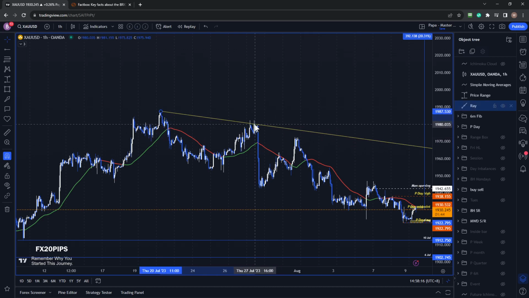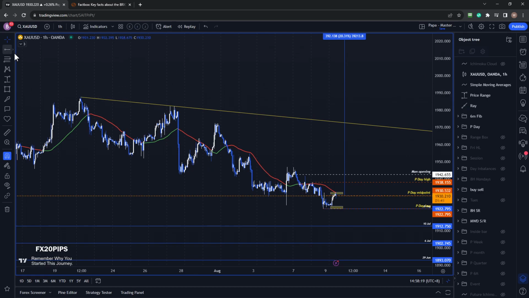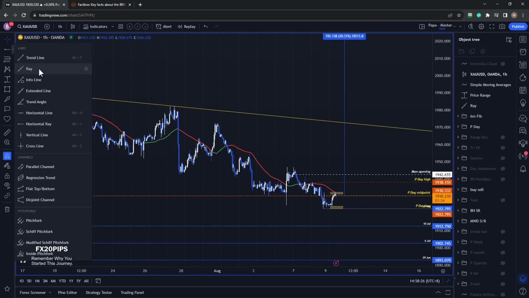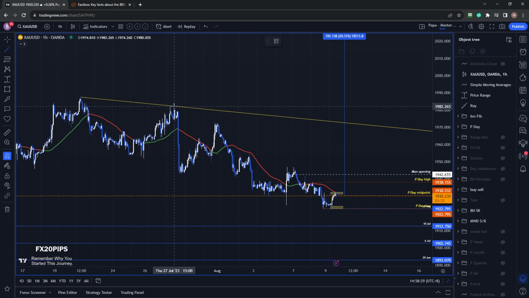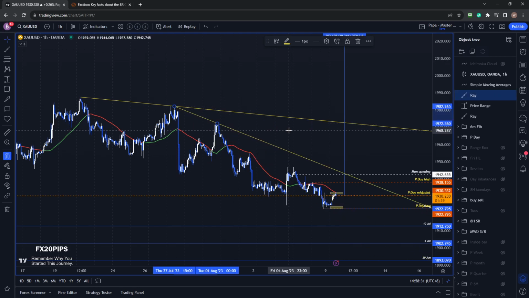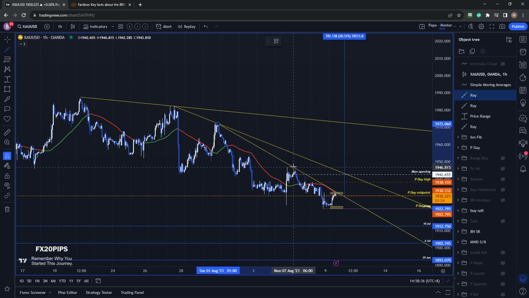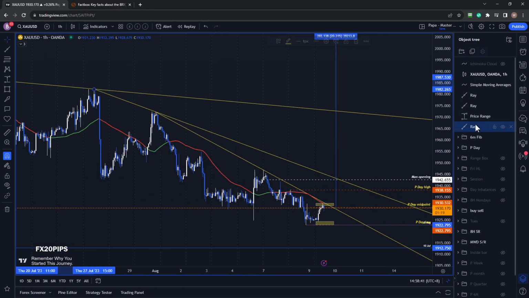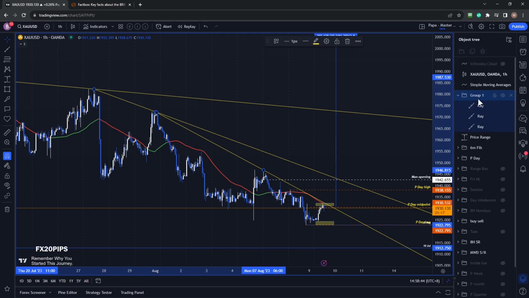Point 1, point 2, and then point 1, point 2. That's about right. So I have these 3 of them here. And what should I call it? 1H trend line.